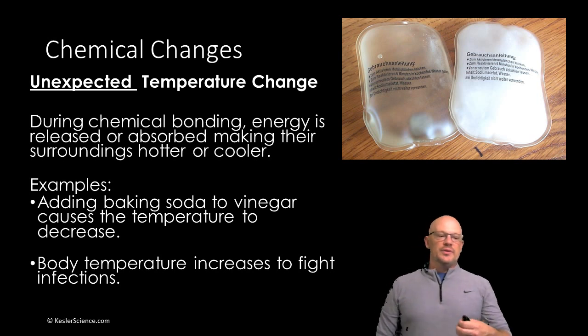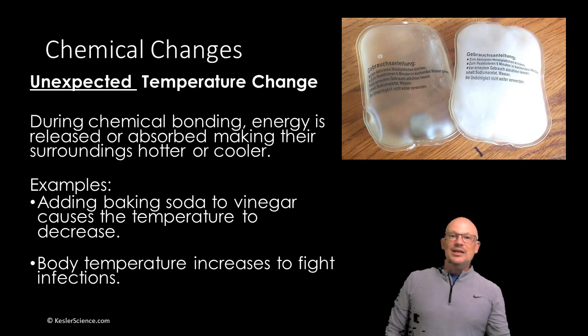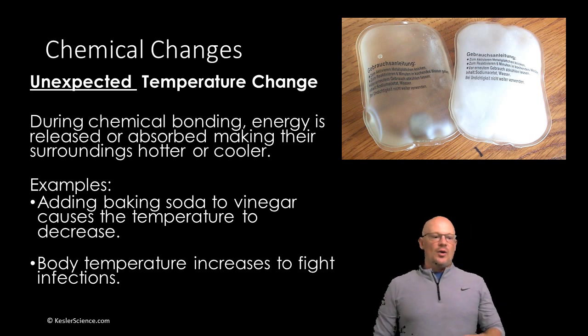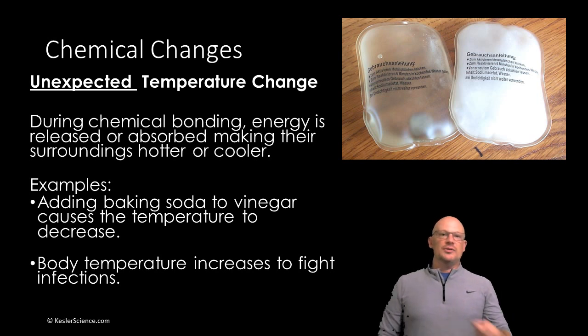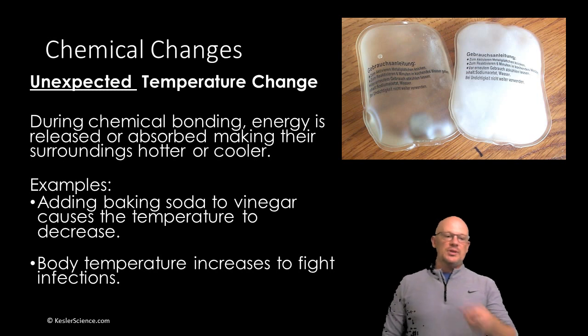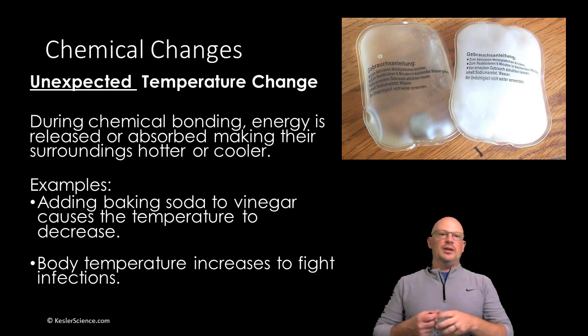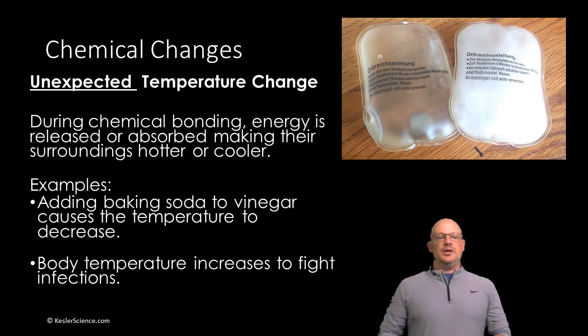And so the examples of this are adding baking soda to vinegar. It causes the temperature to decrease in the vinegar, or body temperature increasing to fight infection. And so there's something that's going on there internally, chemically, that's causing that to happen. You see the picture up there on the board, those ice packs where you kind of punch it and it becomes cold. That would be an example of an unexpected temperature change.